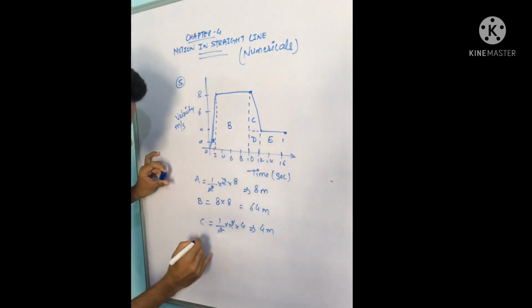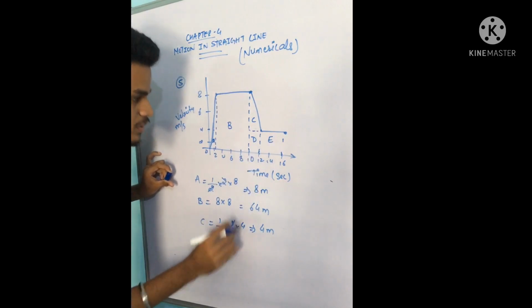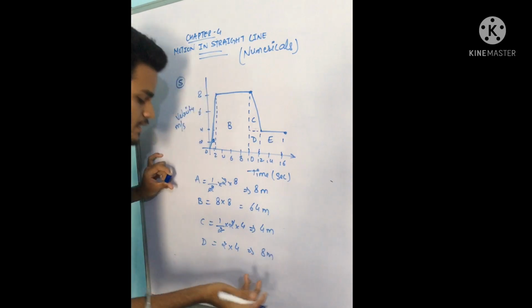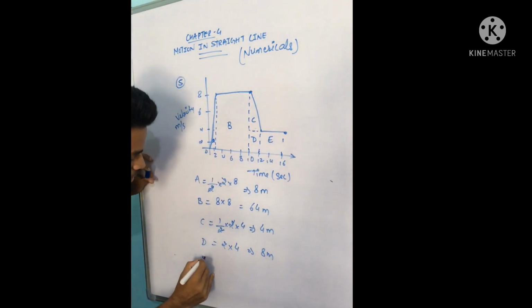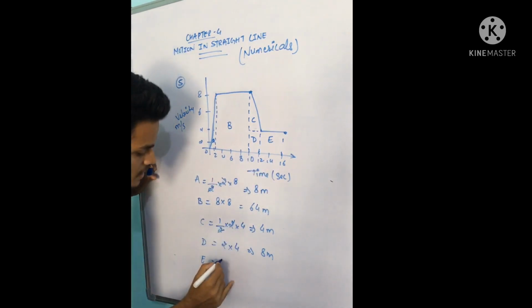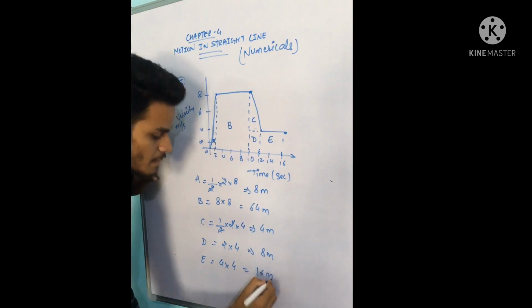Now in D portion, D is again a rectangle. Base, which is 2, and height, which is 4. 2 4s are 8 meter. Now next, E portion, which seems to be a square. 16 minus 12, 4, and 4 minus 0, 4. 4 4s are 16 meter.